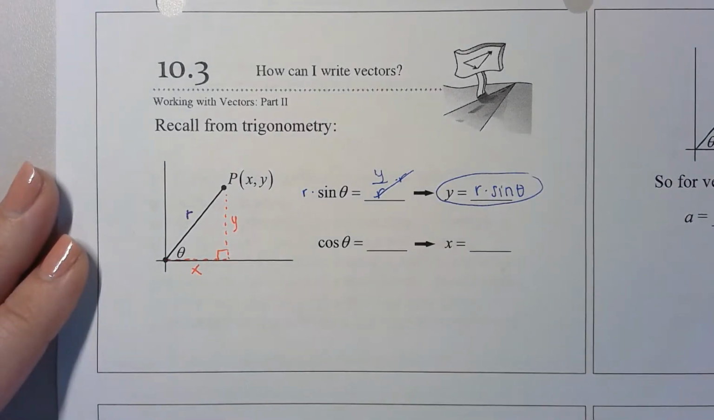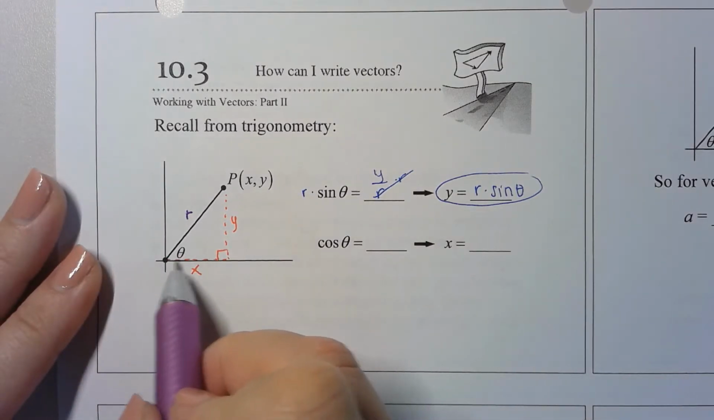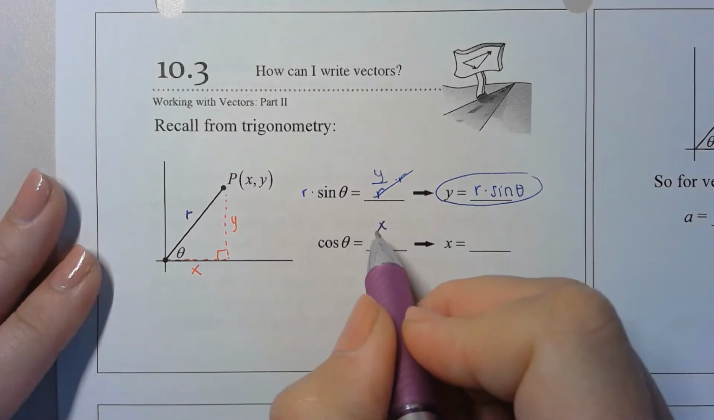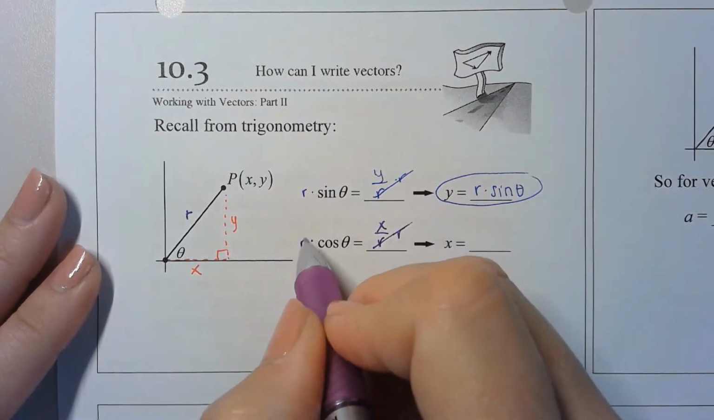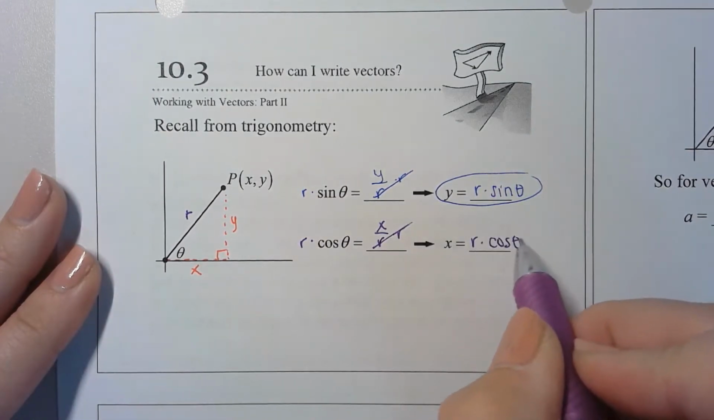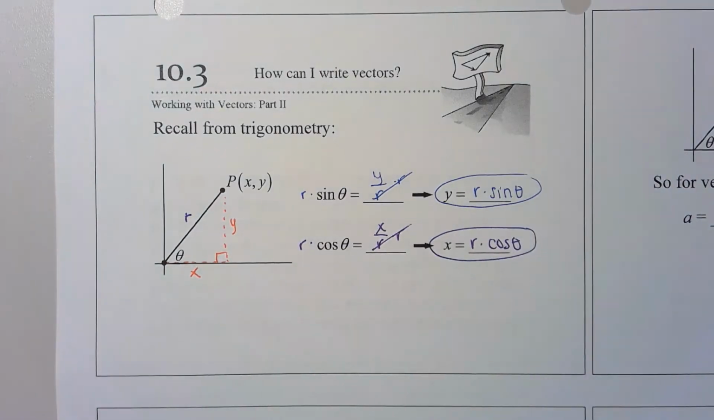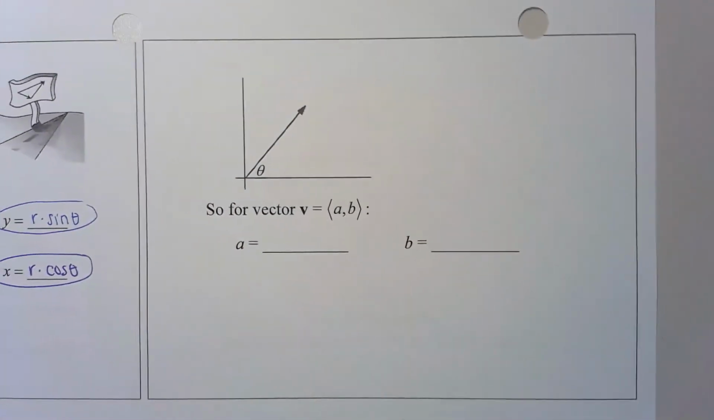Let's do the same thing with cosine. In this angle, cosine equals the adjacent over the hypotenuse, so x over r. If I multiply both sides by r, I get x equals r times the cosine of theta. Those are relationships that we talked a lot about in Algebra 2 and again earlier this year. We are going to relate that to vectors, because remember, vectors is just a bunch of right triangle trig.